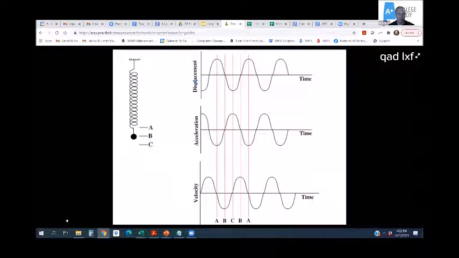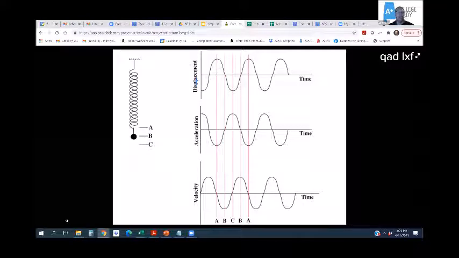We let it go. That restoring force pulls it back toward B. And as it gets closer and closer to B, the magnitude of the restoring force gets smaller and smaller. The magnitude of the acceleration gets smaller and smaller. The magnitude of the elastic potential energy gets smaller and smaller. But the magnitude of the velocity and the kinetic energy get bigger and bigger, so that when they get to B, those two are at a maximum.